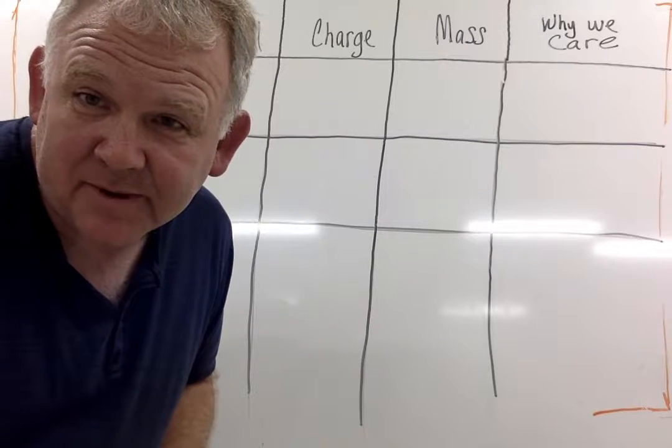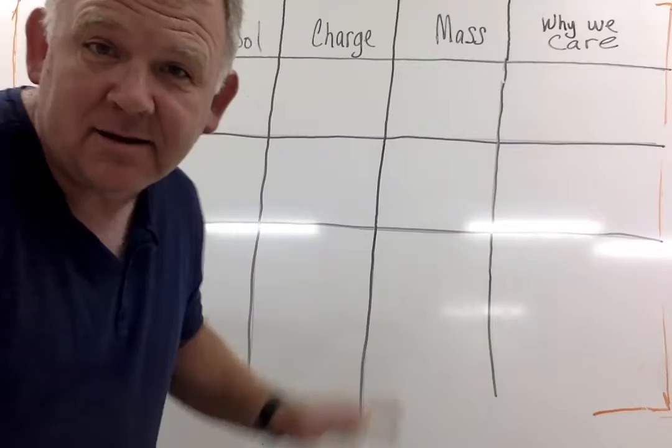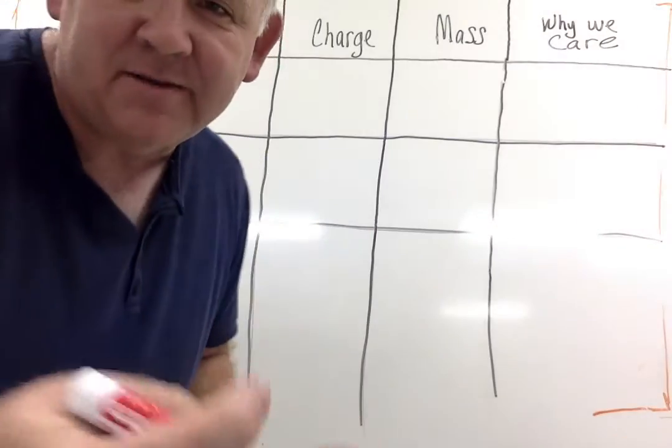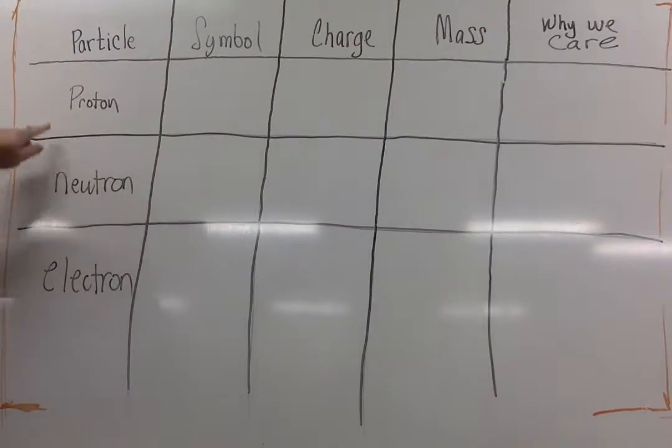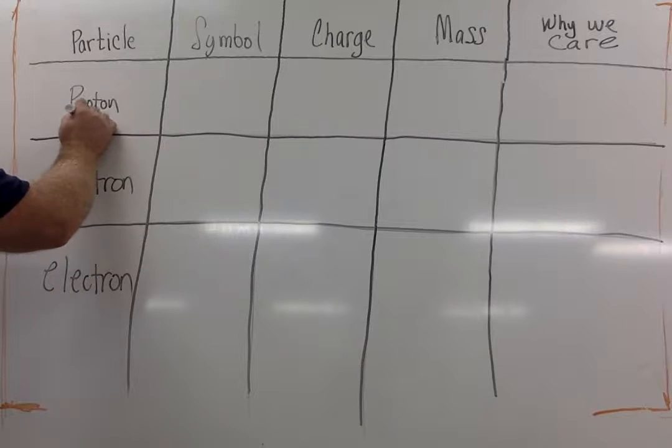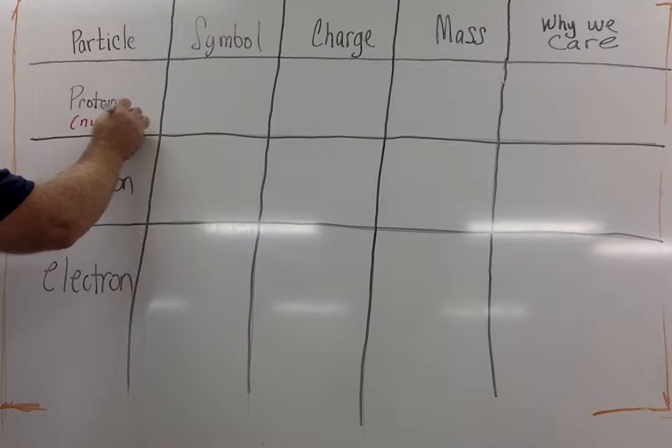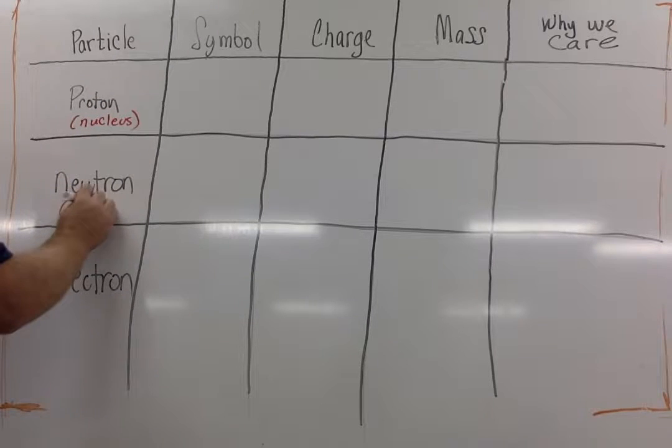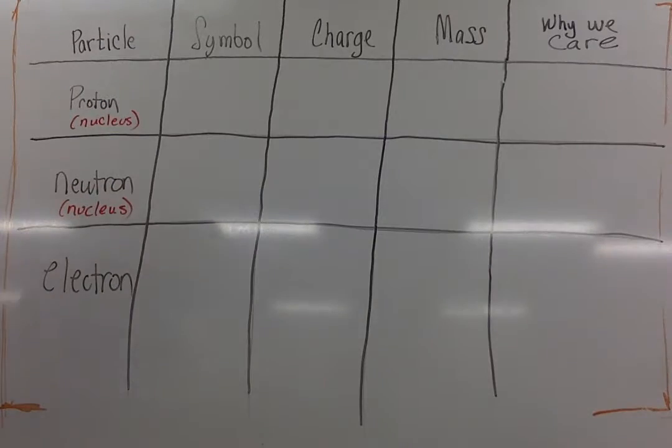I'm going to tell you a little bit about atoms today, and I'm going to put the information in the form of a chart. Atoms are made of three particles. They're called protons, neutrons, and electrons. And the protons and the neutrons are living in the nucleus. And the electrons are outside of the nucleus.